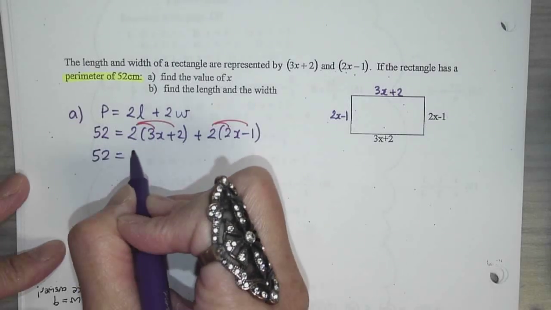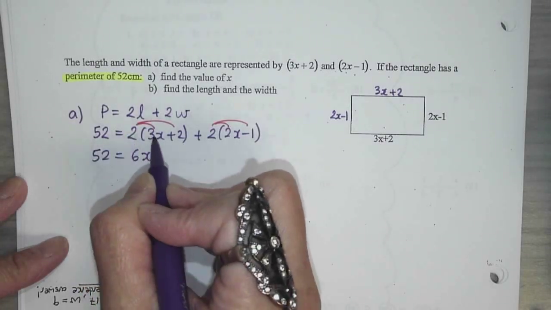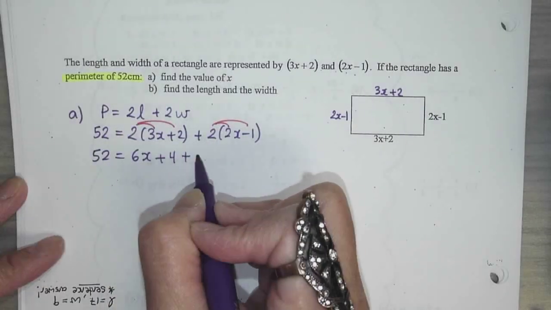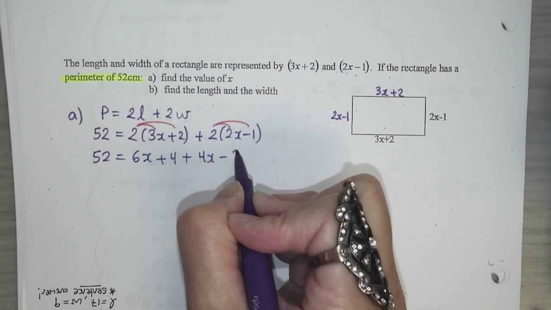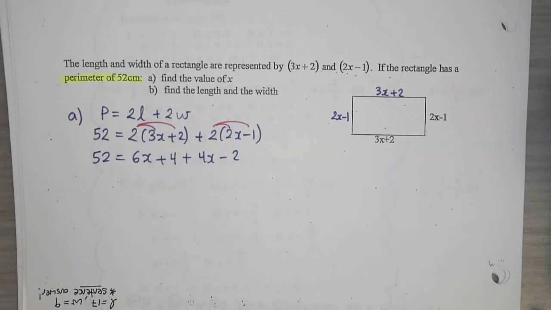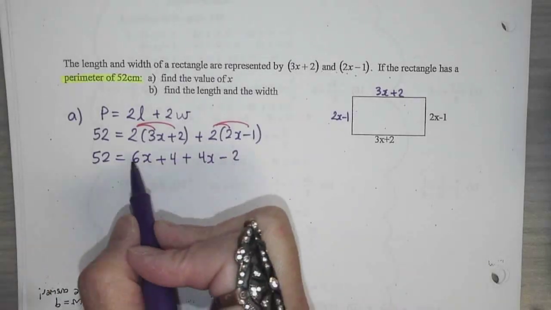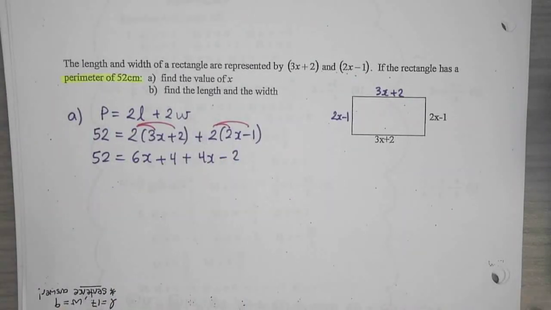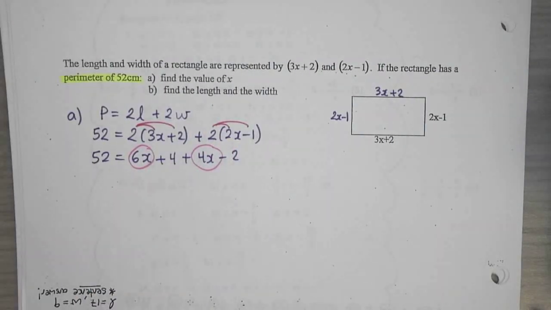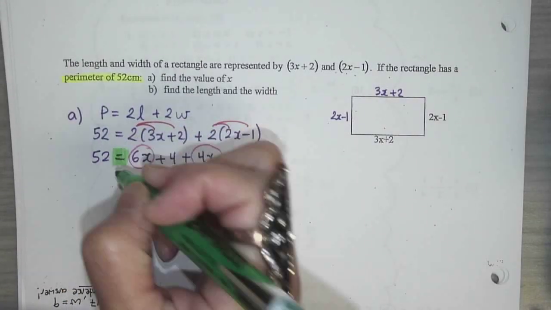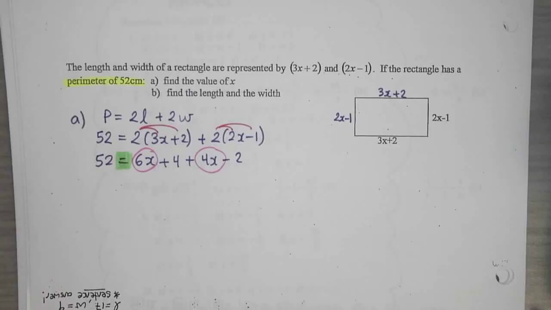So on this side here, you would end up with 6x plus 4, 2 times 2, and then 4x minus 2. Then you would say, okay, I'm going to gather all the terms with the variable on one side. So we've got these guys here, and then all the numbers on the other side. Remember that this line here, this equals, is my barrier.